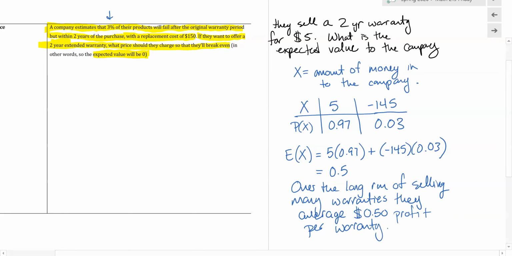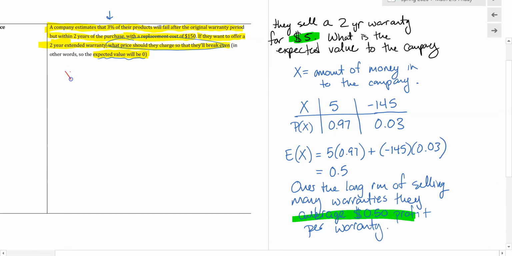So on the problem I made up, I told you the price they charged and I asked for the expected value. Here, they are telling you they want the expected value to be 0. They want to break even. So what price should they charge? Okay. Well, it's the same idea.